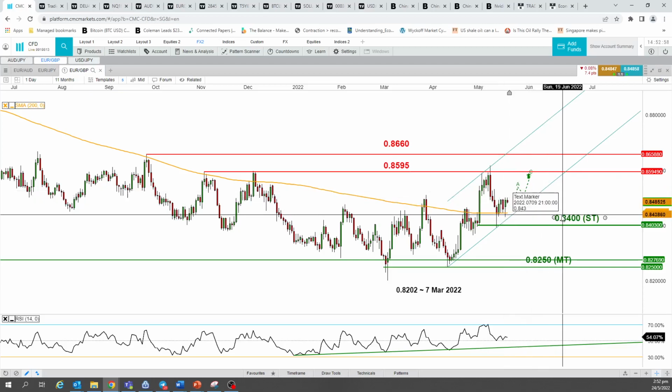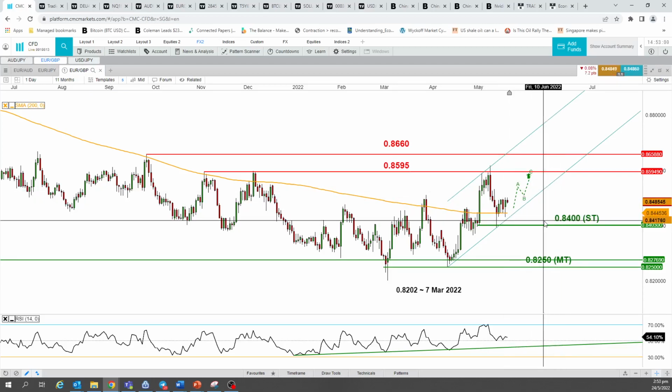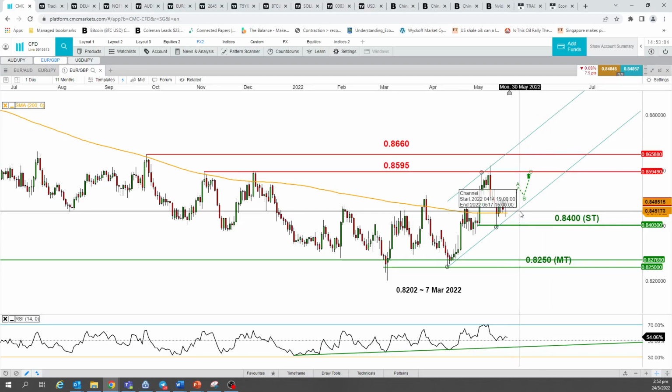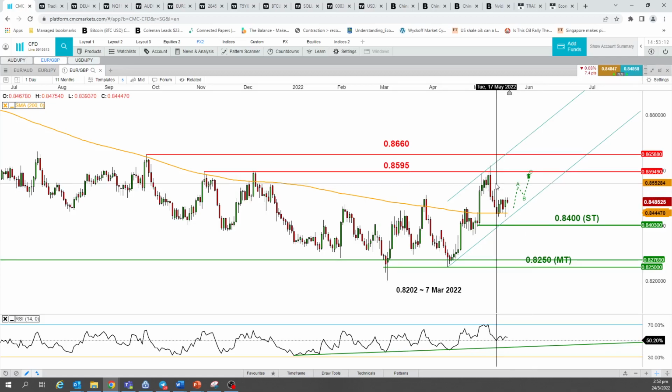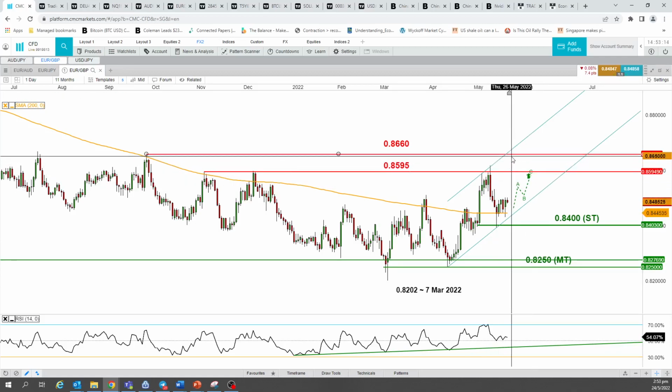Right now, we'll be taking a look at the 84 figure as my key short-term pivotal support level to maintain this short-term bias, at least in the short term, potentially to see a push up to retest its 12th of May swing high area at 85.95, with a maximum limit set at the upper boundary of this ascending channel at 86.60 in the first step for the short term, between 1 to 3 days.